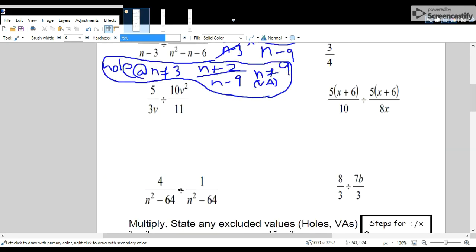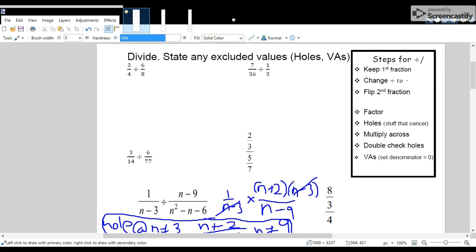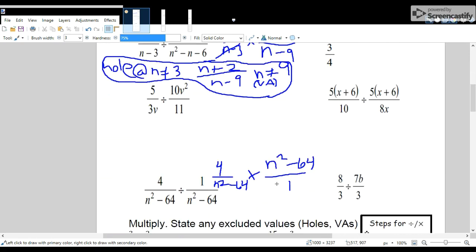Let's do one more. So step 1, you keep the first fraction. Step 2, change divide to multiply. Step 3, get the reciprocal of the second fraction. And then you factor. N squared minus 64 for both of these could be factored into n plus 8 and n minus 8.